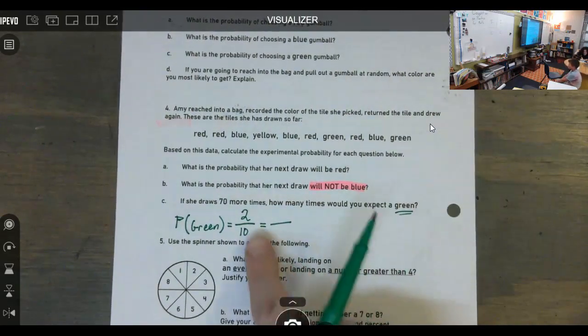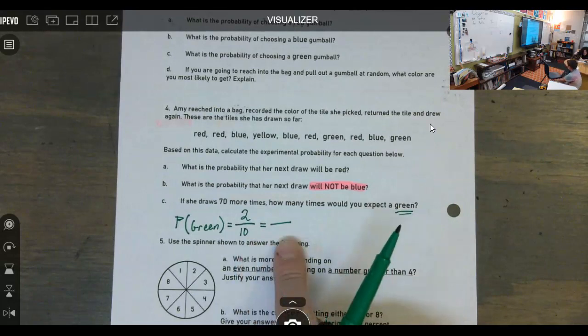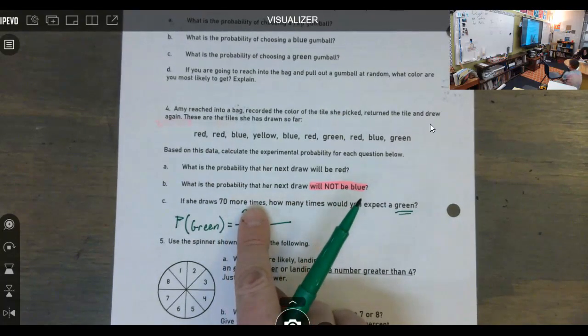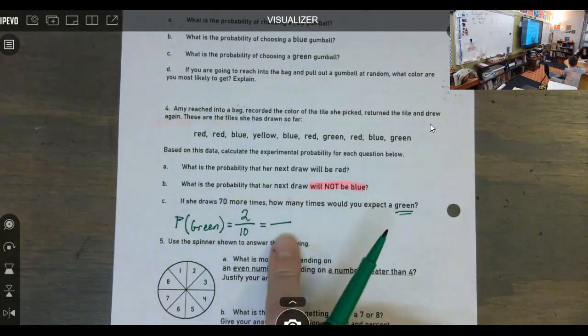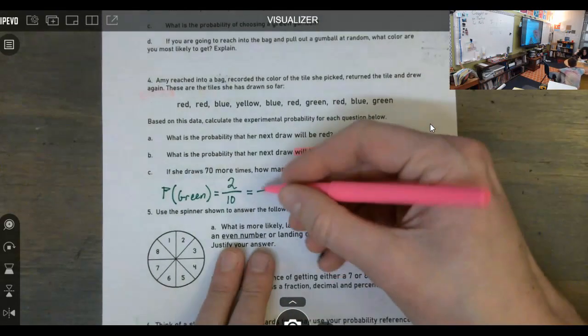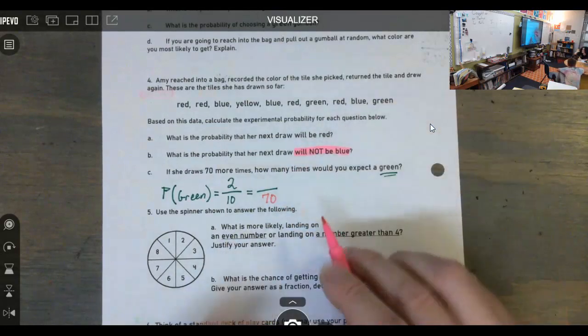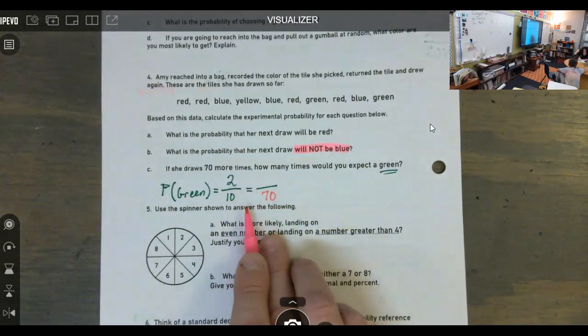If we were to do this a total of 70 more times, where should that 70 go if that's going to be the total of what we do? On the bottom. So if we're going to do this a total of 70 more times, how many would we expect to be green? Well, that's math that I think you can do.